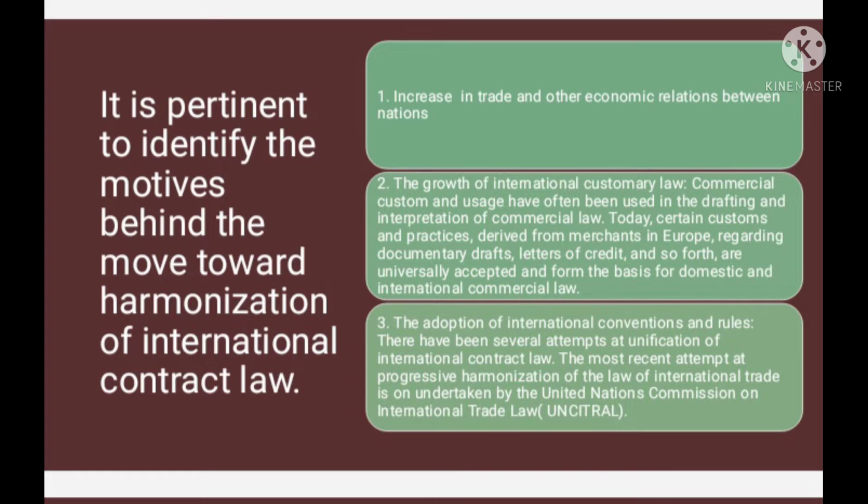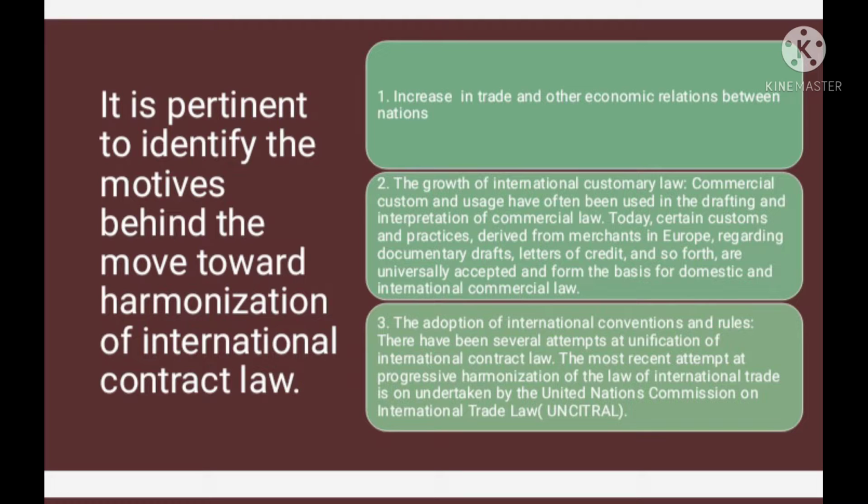It is pertinent to identify the motives behind the move toward harmonization of international contract law. 1. Increase in trade and other economic relations between nations. 2. The growth of international customary law. Commercial custom and usage have often been used in drafting and interpretation of commercial law.